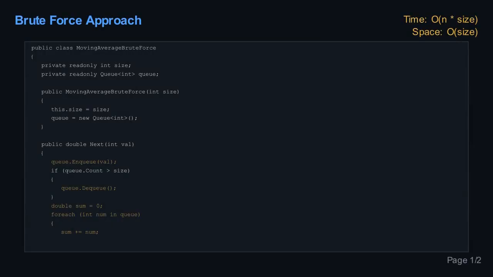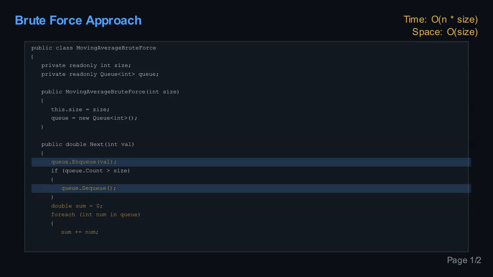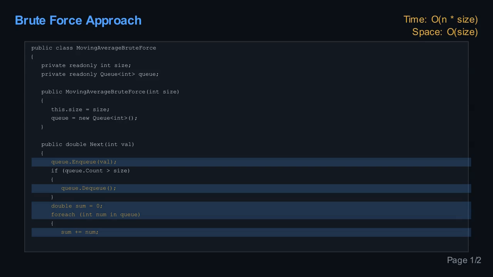The straightforward way is to keep a queue of the last size elements, and on every call sum the entire queue to compute the average. That works but costs O(size) time per call because you iterate over the whole window, and O(size) space for the queue. If the window is large or the stream is fast, that linear scan becomes a bottleneck.